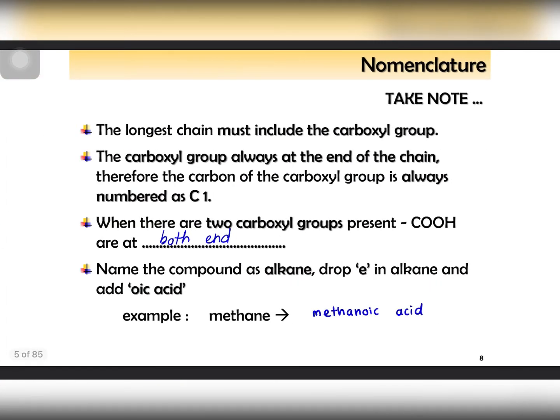Okay, so take note that the longest chain mesti include the carboxyl group, mesti ada C double bond O, OH. Okay, carboxyl group tu mesti at the end of the chain sebab dia mesti numbered carbon 1, always carbon 1. Kalau ada dua carboxyl group, so dia mesti di hujung dan hujung lagi satu. So dia mesti at each end. If you want to name the compound, biasanya kita akan gantikan alkane tu, contoh methane, jadi methanoic acid.